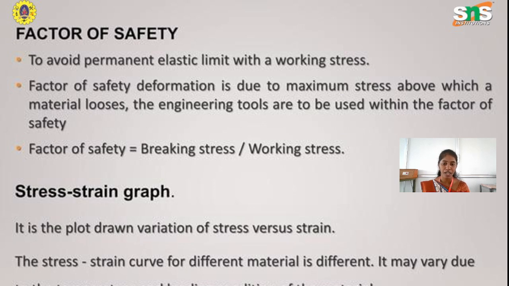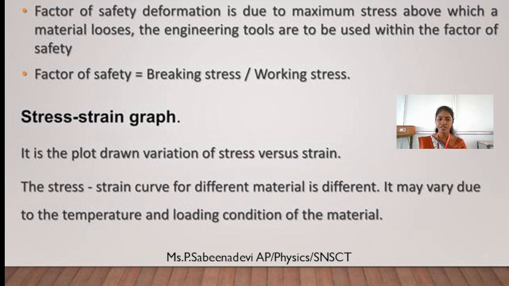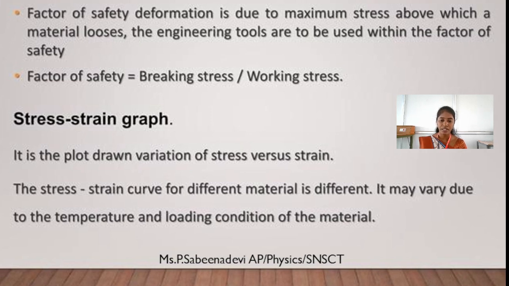So here in this video I am going to explain about the stress strain diagram. Okay. So we know that in Hooke's law, while increasing stress on the body, the strain also increases, right? So it is the plot showing the variation of stress versus strain. The stress strain diagram is the graph plotted between stress and strain. The stress strain curve is different for different materials, and it may vary due to the temperature and the loading condition of the material, right?